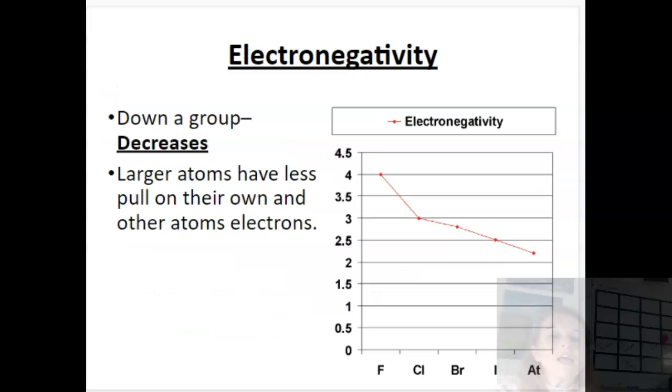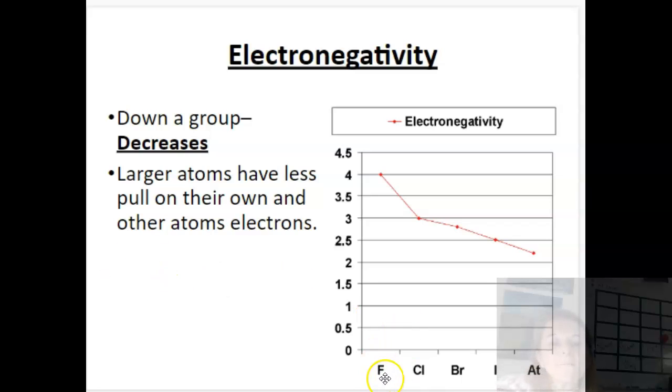Now, as we go down a group, electronegativity is going to decrease again because of that shielding. Larger atoms have less pull on their own and other atoms. So the same reason ionization energy decreases, electronegativity decreases.